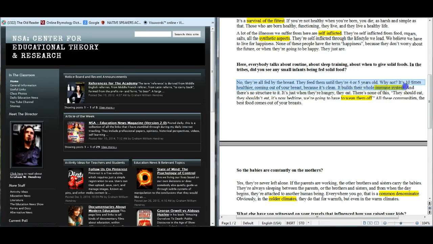It builds their whole immune system, and there's no structure to it. It's just when they're hungry, they eat. There's none of this, oh, they should eat, they shouldn't eat. It's now bedtime, we're going to have to wean them off. All these communities, the best food comes out of your breasts.